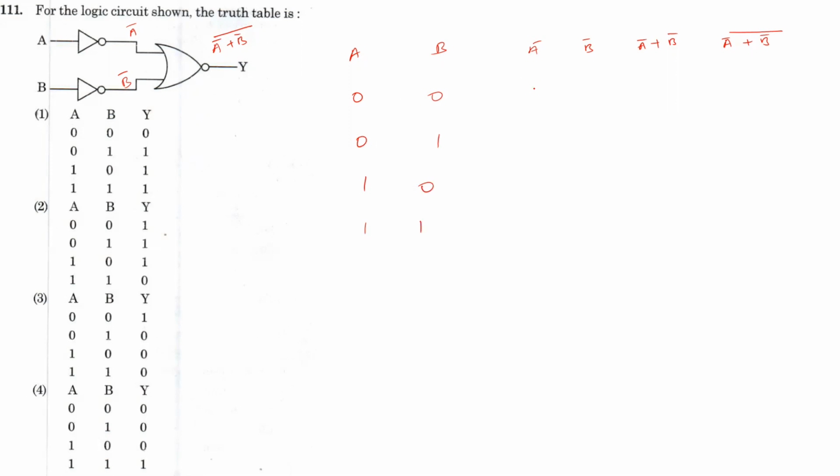If we take the bar of 1, 1 here, for A we write 1, 1, 0, 0. For B we write 0, 1, 0, 1, and B bar is 1, 0, 1, 0. A bar plus B bar is 1, 1, 1, 0. Now A bar plus B bar whole bar is 0, 0, 0, 1. So like this, the fourth option is correct for 111.